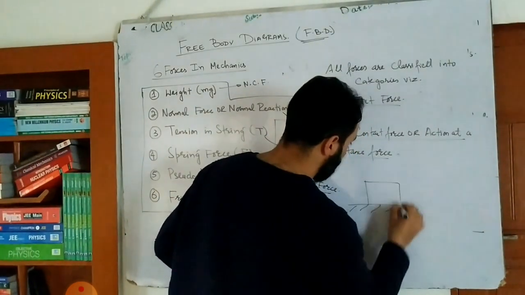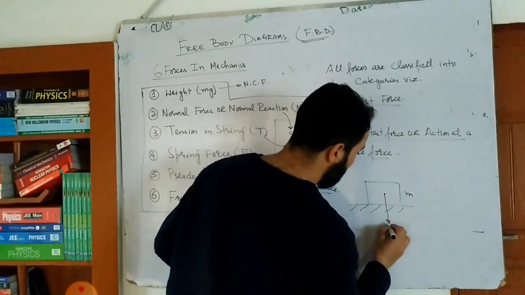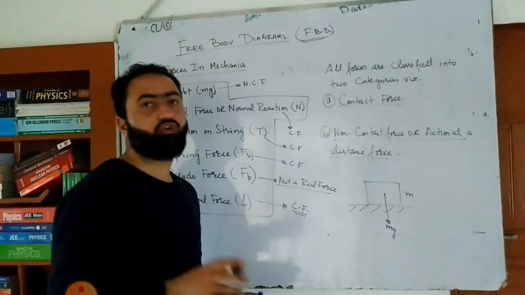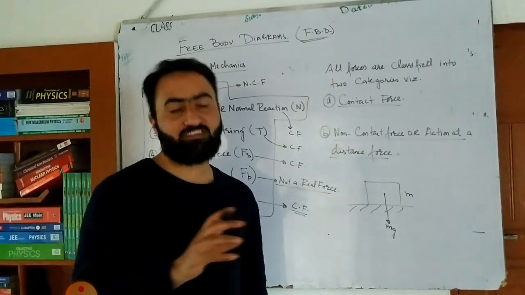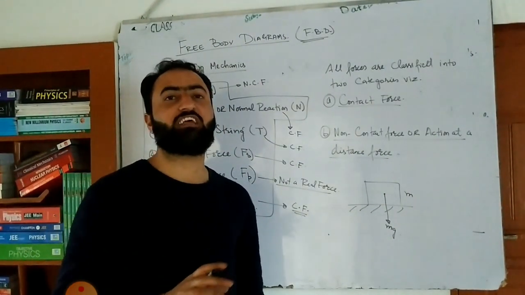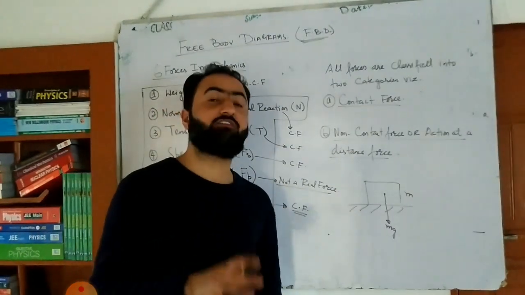Now there is a block placed on this. Its mass is m, so the weight will be in the vertically downward direction. That's mg. Whether you place this block on the table or you hang it in the air, the weight will still be there. It doesn't matter whether it makes physical contact with another surface or not, the weight will still exist.